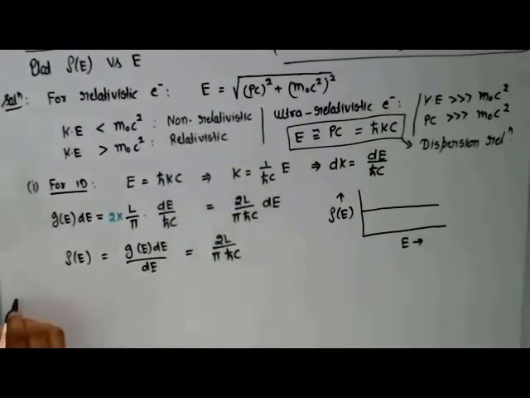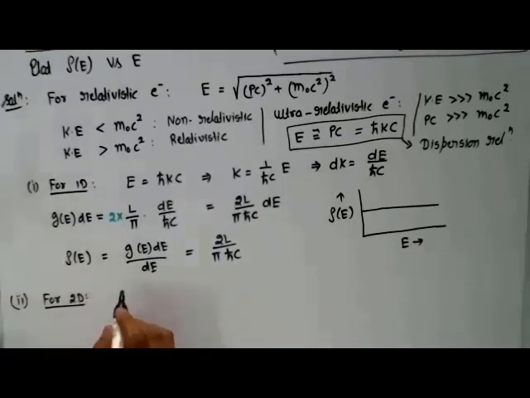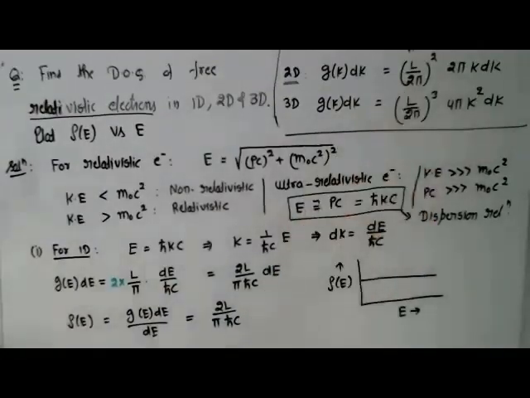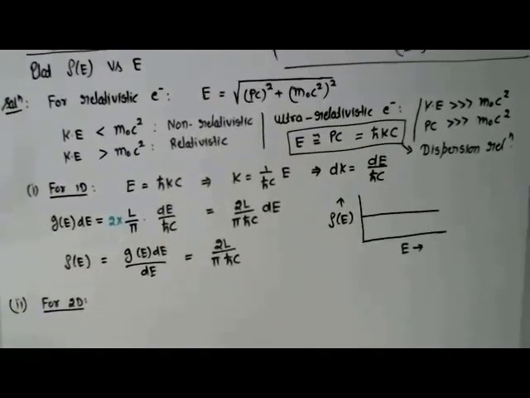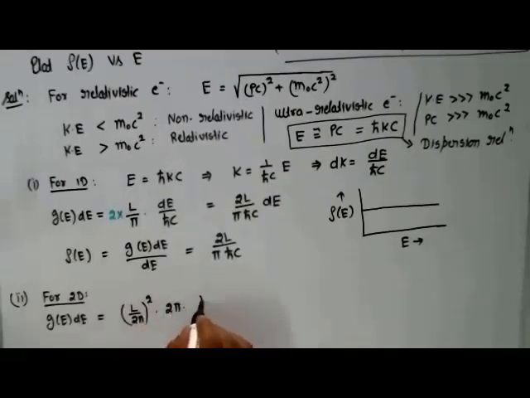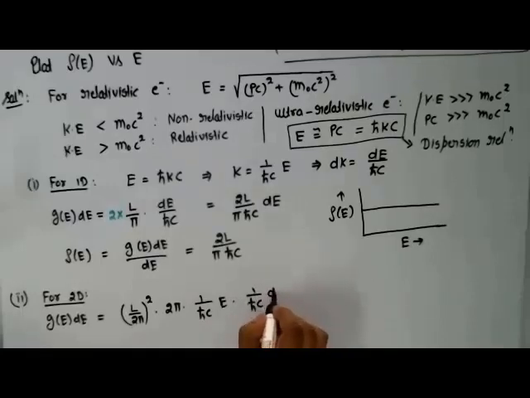Now similarly, let's quickly solve also for 2 dimension. So in the 2D again, you're going to use this 2D relation, (L upon 2 pi) whole square, 2 pi k dk. तो आप वहां वैल्यू पुट कर दो इसकी, तो ये क्या बन जाएगा? The left hand side becomes a function of energy, and then you have (L upon 2 pi) whole square and 2 pi, और k की वैल्यू कितनी है? 1 upon h cross c into E, and dk की वैल्यू है 1 upon h cross c into dE.